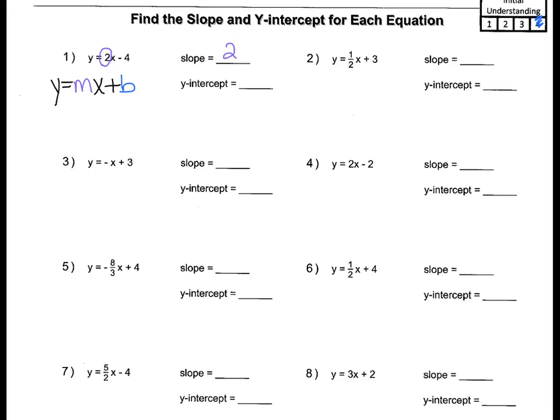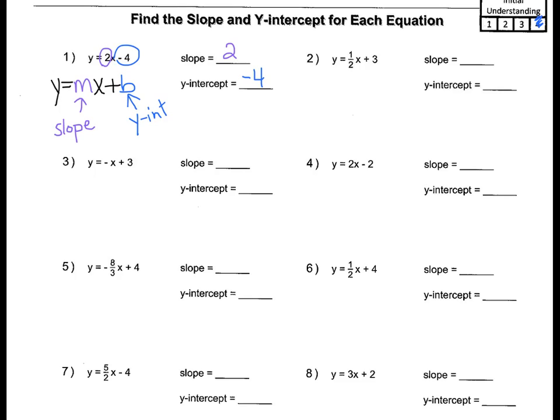What's my intercept? My intercept is the number after the x. You have to include whatever the sign is in front. Don't forget about that. And it is a -4. So your y-intercept is -4. Remember, your b stands for your y-intercept. Your m stands for your slope.